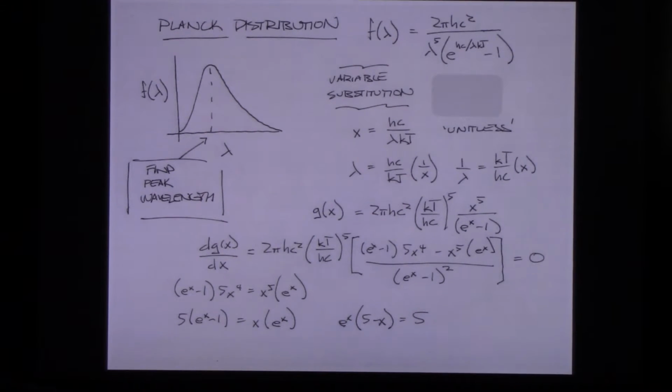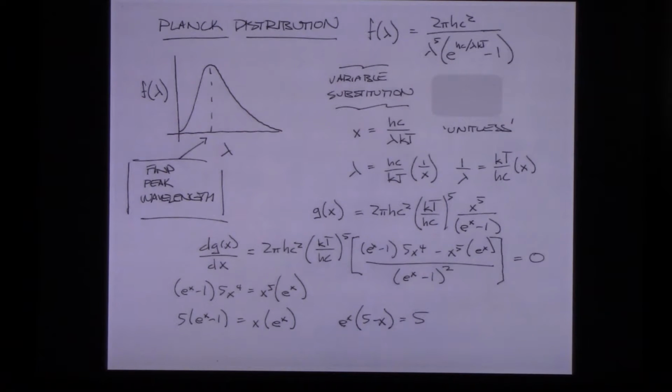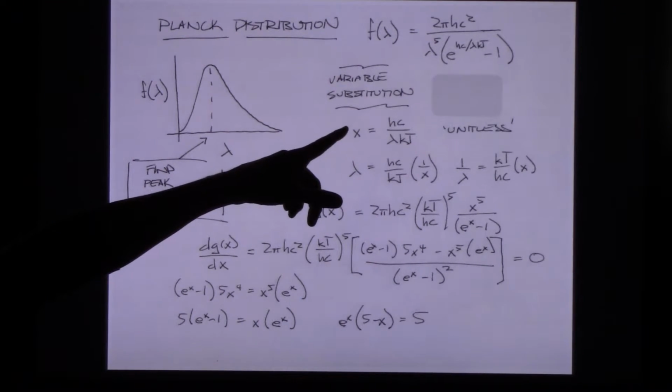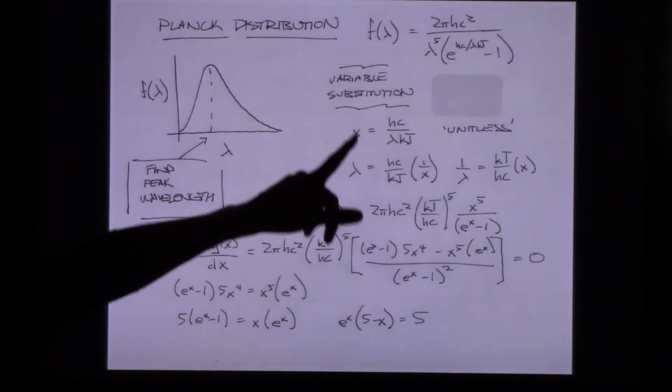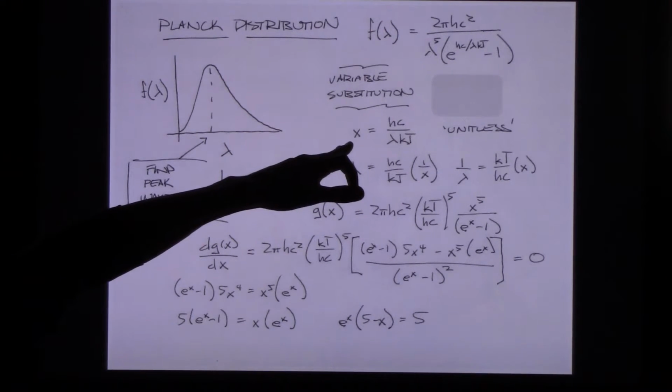Instead of using lambda, I took everything in the argument of the exponential. Now this is a standard technique. If we look at an exponential function like this in physics, there could be a lot of stuff going on. In this example, it was hc over lambda kT. Well, what if we took a variable substitution? I'm going to call it x.